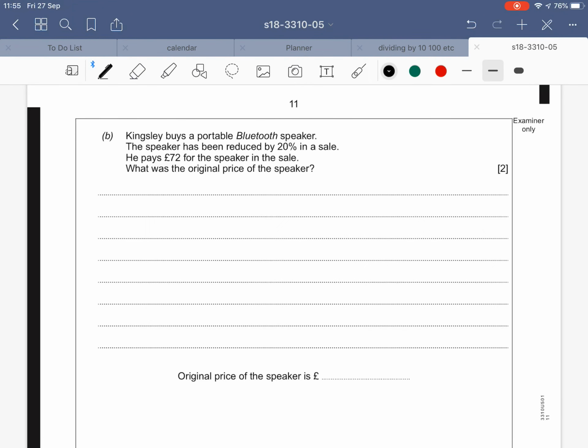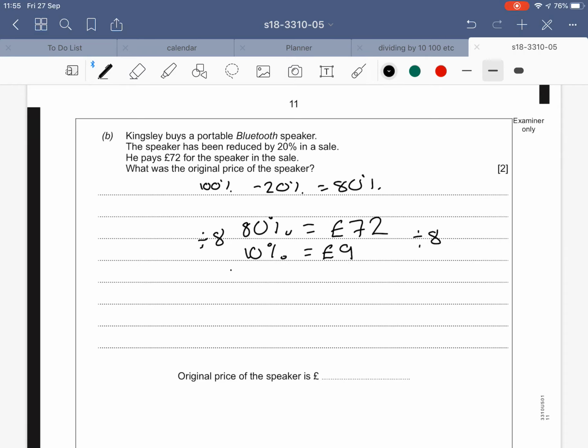Kingsley buys a portable Bluetooth speaker. The speaker has been reduced by 20% in a sale. He pays £72 for the speaker in the sale. What was the original price of the speaker? So they're saying he's had 100%, whatever that price was. It's been reduced by 20%. That leaves him with 80%, and that's how much he pays. So 80% is £72. We've got to work out what 100% was. I can see they can both divide by 8. So if I divide by 8 on both of them, I get 10% is going to be £9. So 10% is 9. 100% is going to be £90.